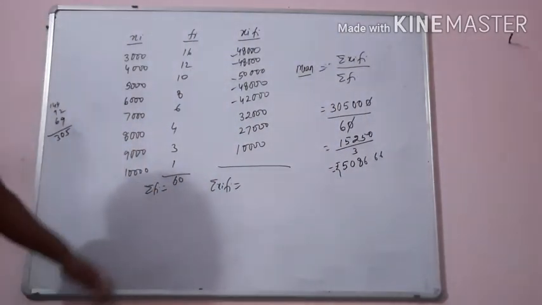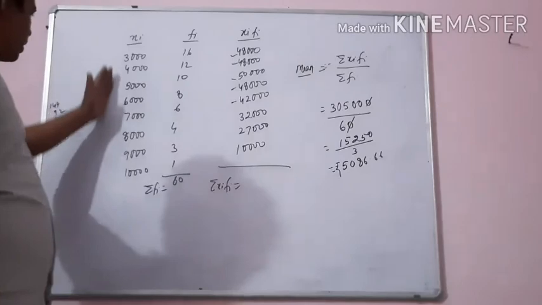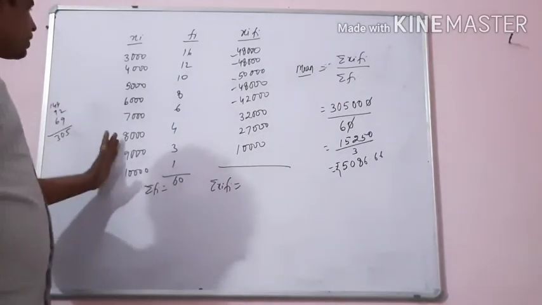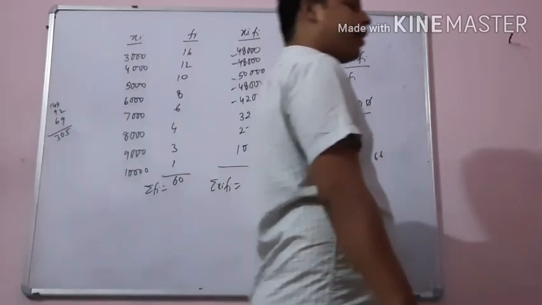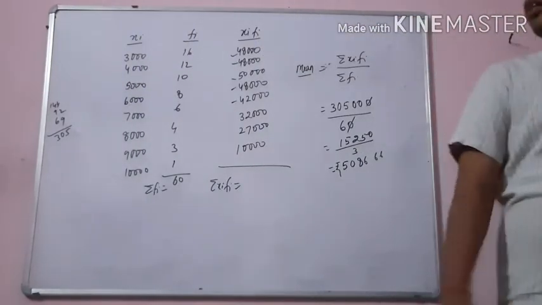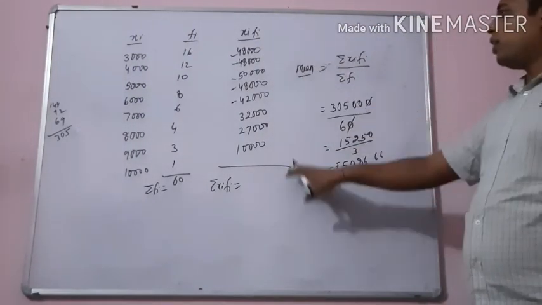So whenever data is given and the number of observations and frequency is given for the particular data, in that case you have to multiply it and you have to solve it.